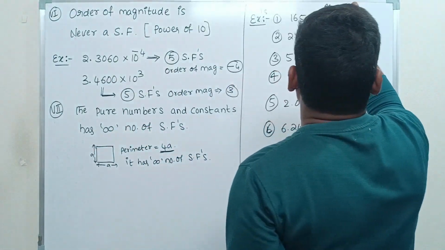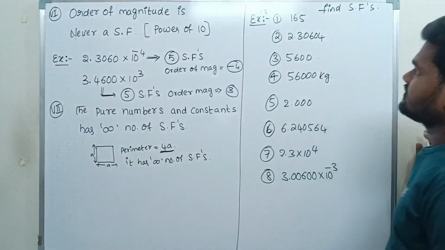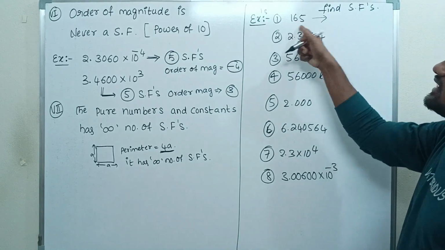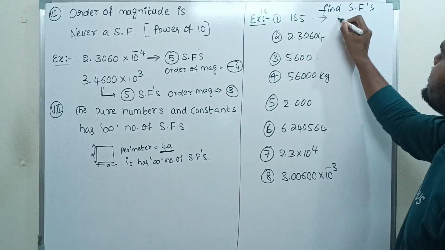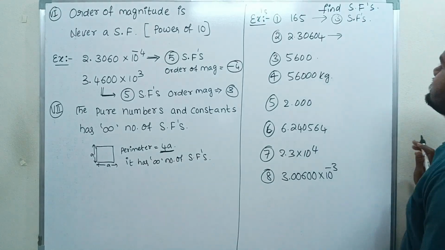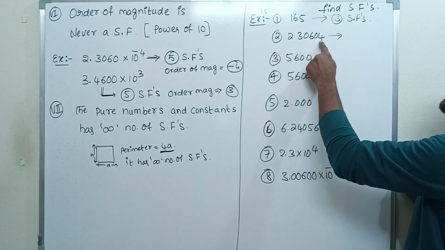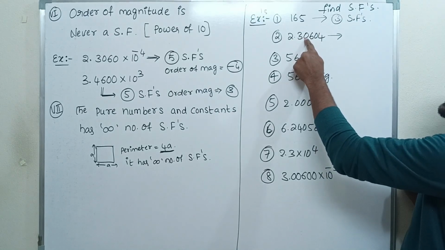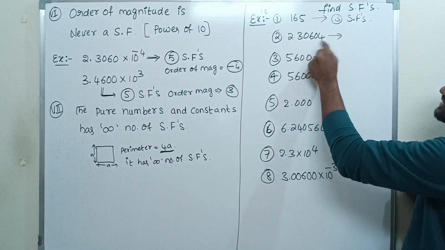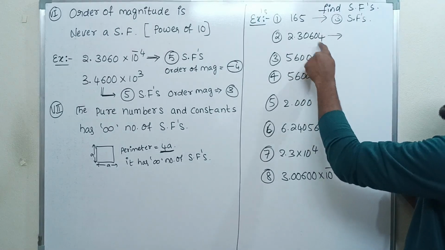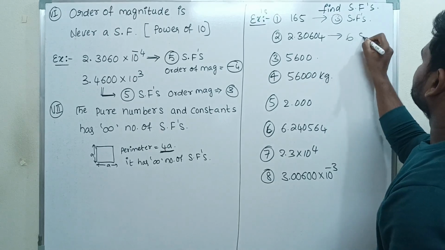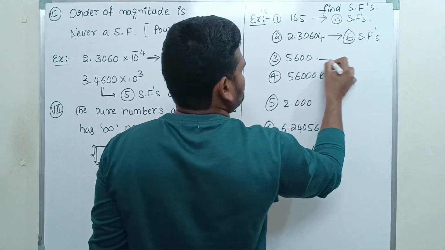Find the significant figures. Okay. So first one. What is the first one? All non-zero digits are significant figures. Three significant figures are there because they are non-zero digits. Are you getting? Right. Comes to second one. 1, 2, 3, 4, 4 non-zero digits are there. This 0 is in between 3 and 6. This is also significant. This 0 is in between 6 and 4. This is also significant. Therefore, how many significant figures are there? 1, 2, 3, 4, 5, 6. 6 significant figures.